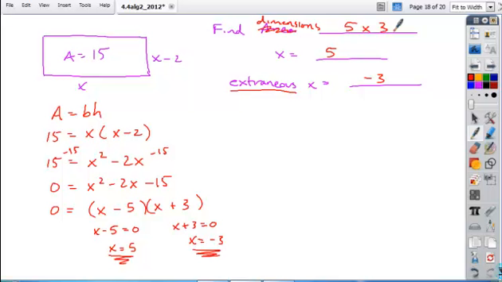Okay. So again, that's what the word extraneous means. It just means it doesn't fit within the context of the problem, even though it fits mathematically.